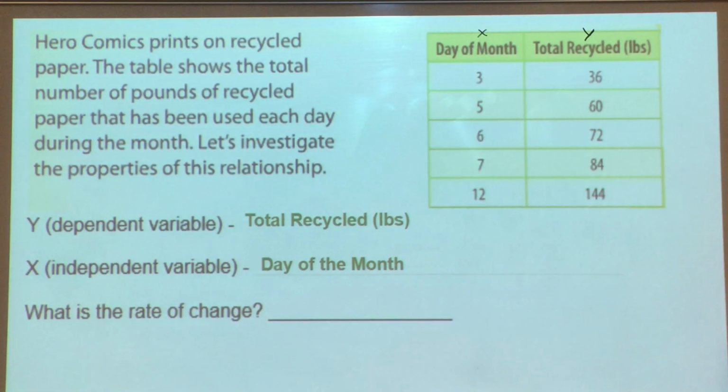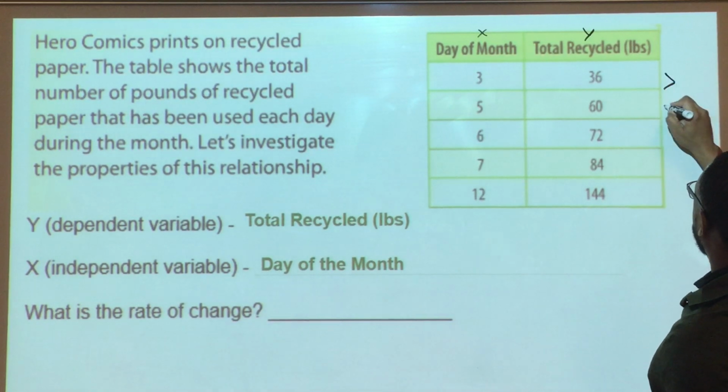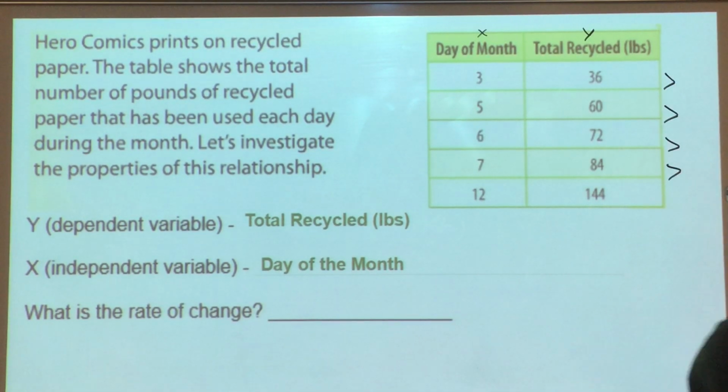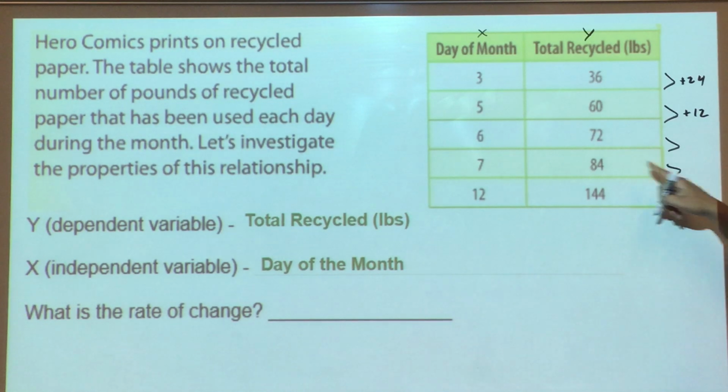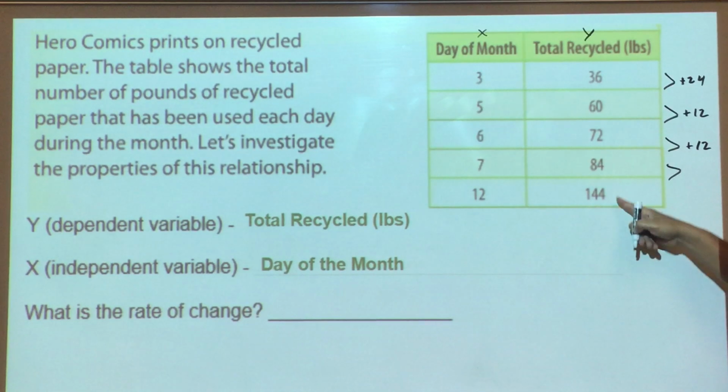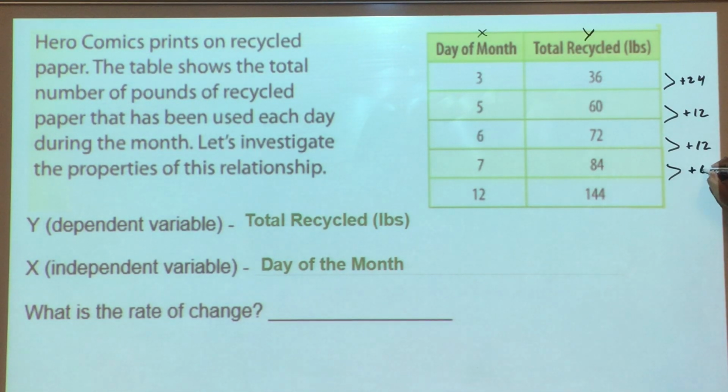Now let's find the rate of change. Let's start with, what is our Y column changing by? And if you look here, to go from 36 to 60, that is a change of plus 24. To go from 60 to 72, that's plus 12. From 72 to 84, that's plus 12. And then from 84 to 144, that is a change of 60.